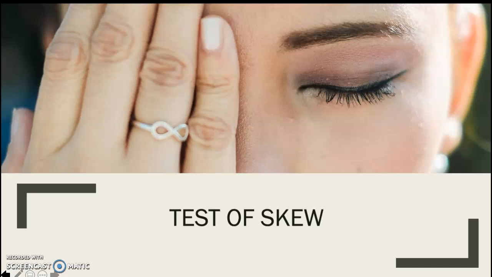You will then cover one eye with your hand. The therapist will then move their hand to the other eye, and when they do this, they need to observe the eye that was previously covered. If the eye moves vertically or diagonally, this means that their cause of vertigo could be central. However, if there is no eye movement and the patient maintains steady gaze, this means that the cause of vertigo is most likely peripheral. Let's take a closer look at the test of skew.